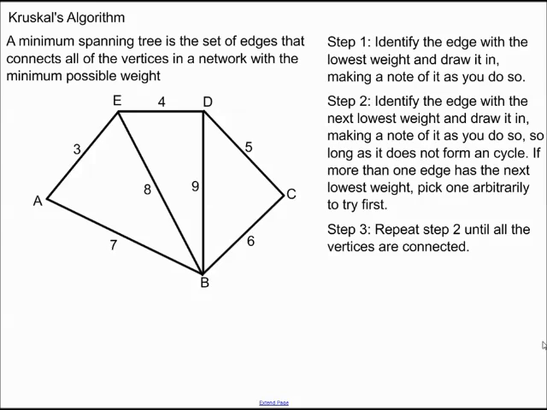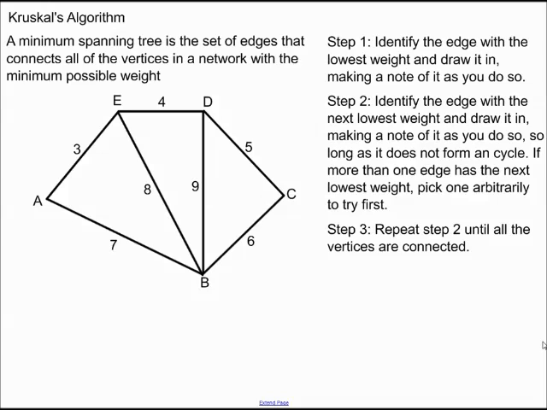In this video we're going to be looking at applying Kruskal's algorithm to find the minimum spanning tree of a network. So before we start looking at Kruskal's algorithm, we're going to have a quick look at what a minimum spanning tree is. A minimum spanning tree is the set, or rather the subset, of all the edges within a network that connects all of the vertices with the minimum possible weight.